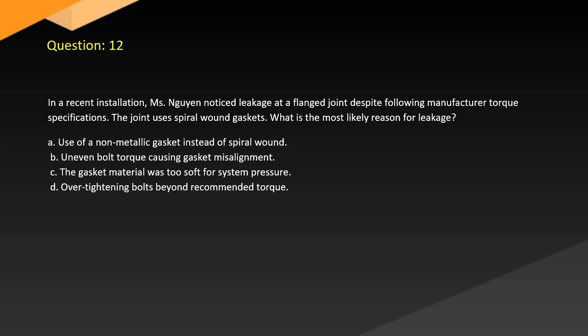A. Use of a non-metallic gasket instead of spiral wound. B. An uneven bolt torque causing gasket misalignment. C. The gasket material was too soft for system pressure. D. Over-tightening bolts beyond recommended torque.